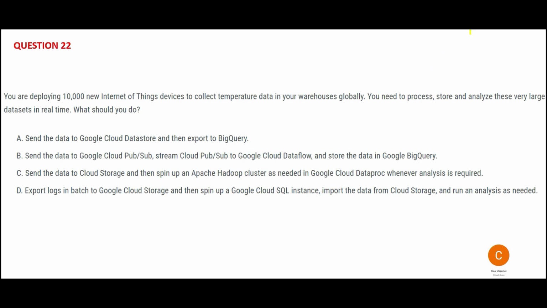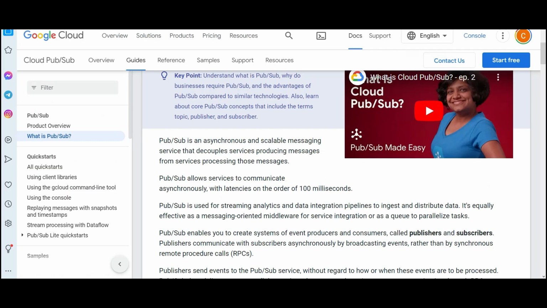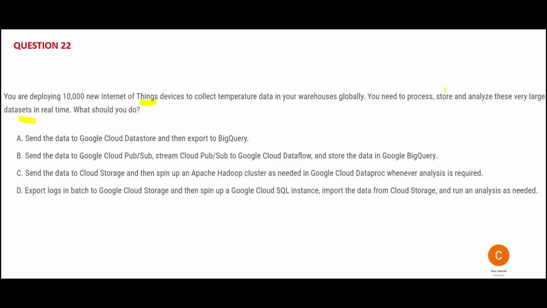Let us straight away jump into the questions. So see guys, this is a question around Internet of Things. When we are talking about real-time data collection, we should always think about a service called Cloud PubSub. This is meant for asynchronous and scalable messaging service. For example, if you are thinking about sending a courier, you always think about DHL or Blue Dart or something of that sort, some renowned name. So in this case, if you want to send a message across, you have to use PubSub. So which is the option which is making use of PubSub?